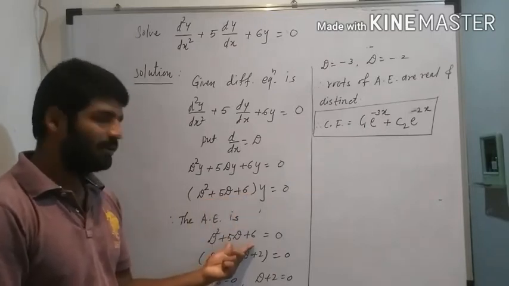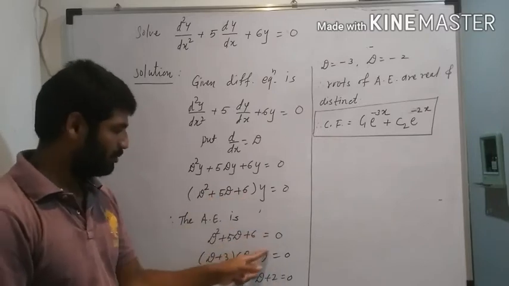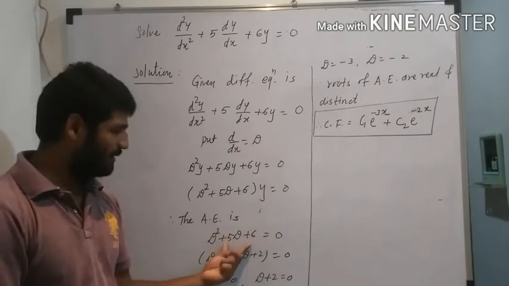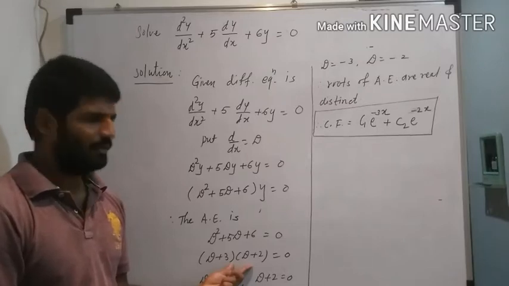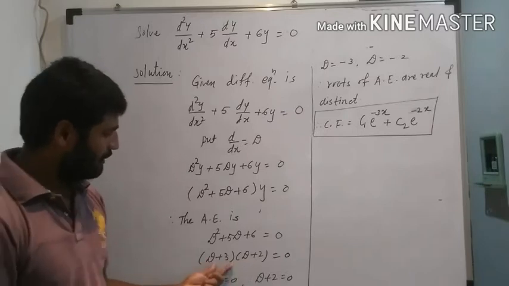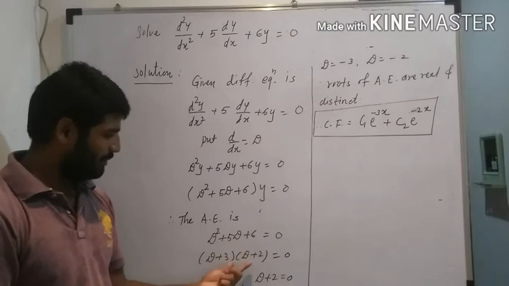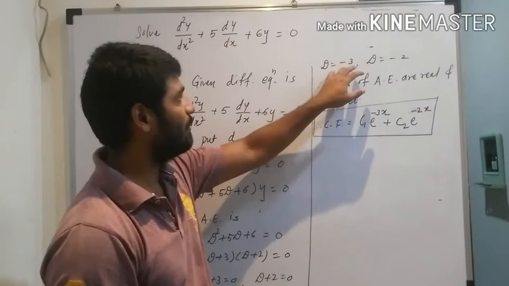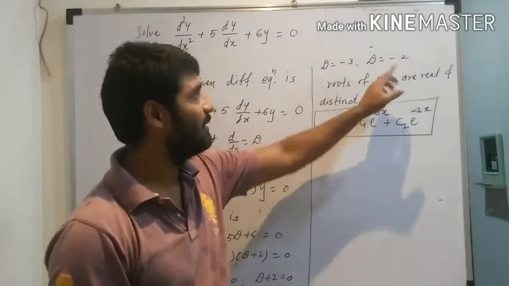So here we have to equate f of capital D, that is nothing but the bracketed term, to 0 to write the auxiliary equation. After that we have to solve this auxiliary equation, and this is quadratic, therefore we have to factorize this, or we have to use the formula directly. If factorization is not possible, then we have to use the formula. So see here, d plus 3 and d plus 2, these are the linear factors for this quadratic equation. So factoring this, we get the roots of d are minus 3 and minus 2. And if we observe, these roots are real and distinct.